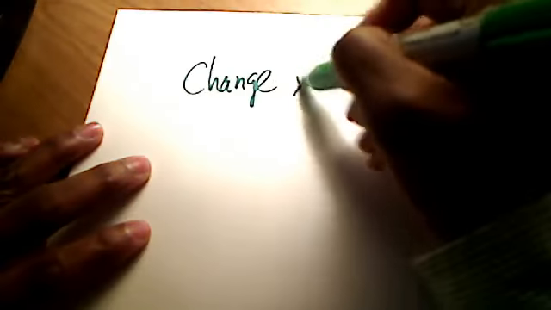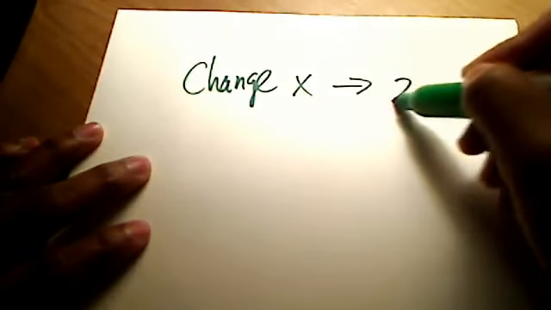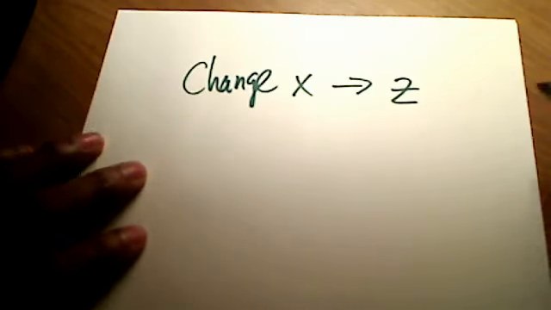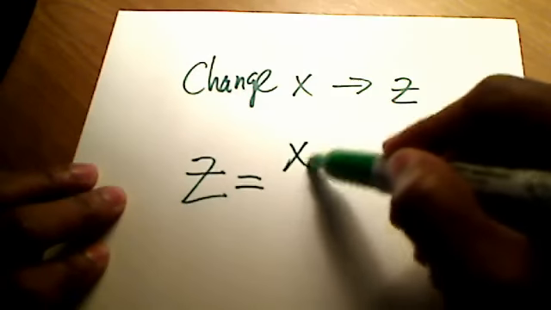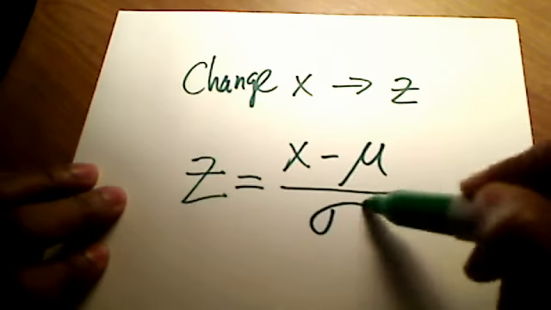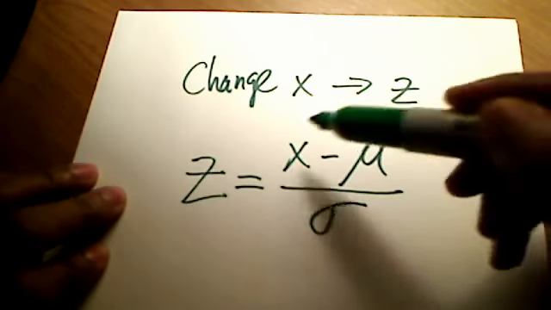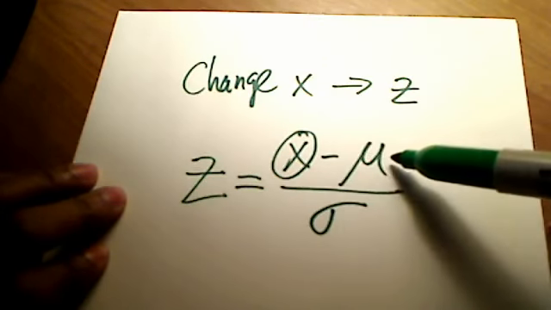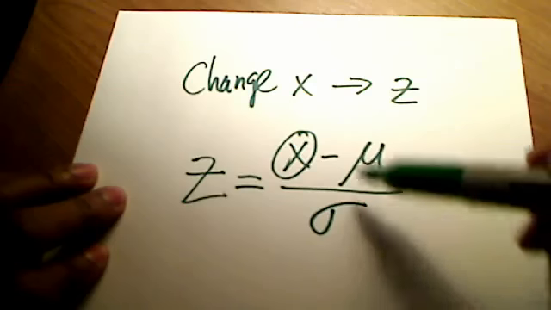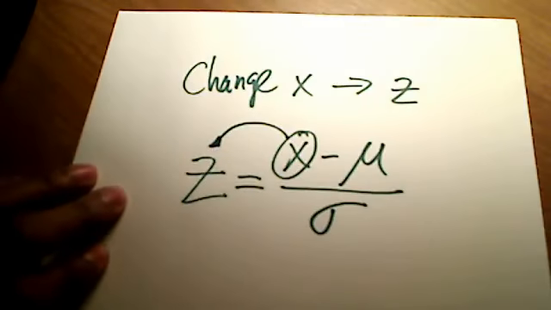So we have a nice simple formula. Perhaps you're used to seeing this by now, and if not, this is what it looks like. If you want to change x values into a z value, it's this simple little formula: z is equal to x minus the mean, divided by the standard deviation. If I plug in any x value that you give me, subtract the mean, and divide by the standard deviation, it will change that x into a z value.